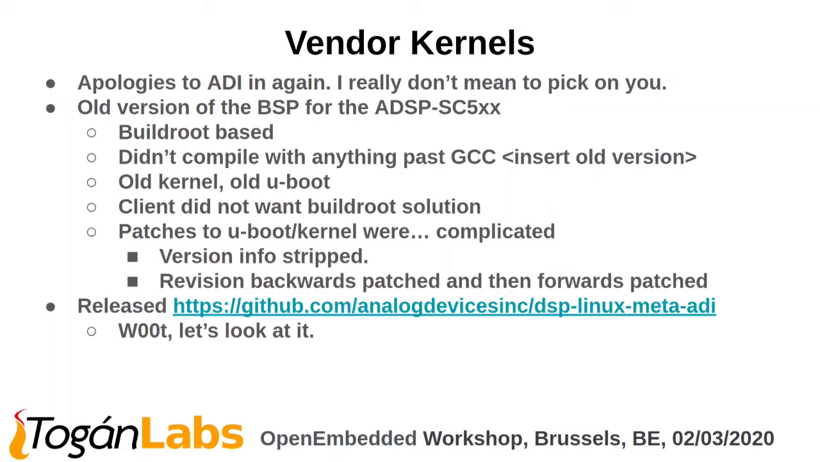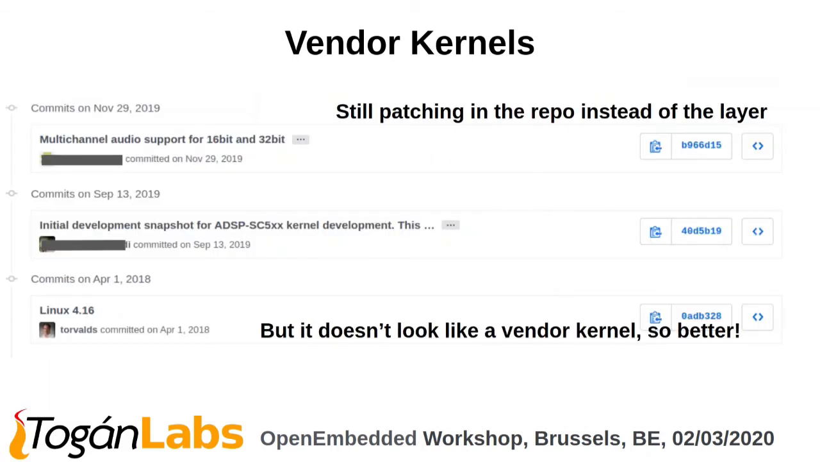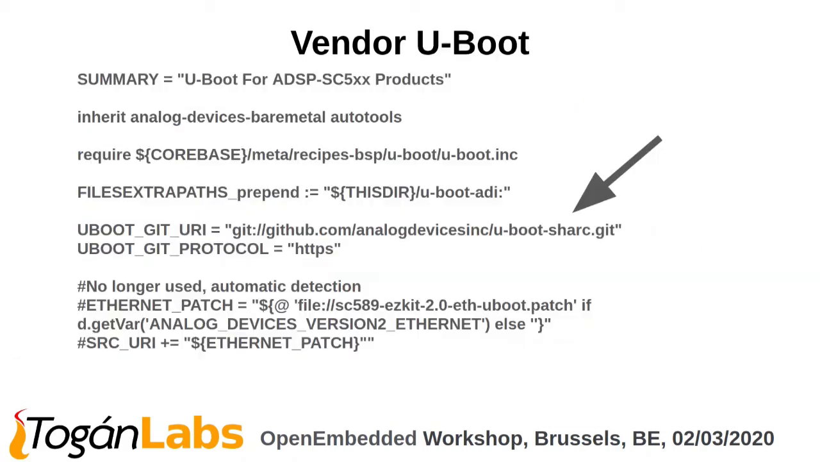And then they fortunately released an OE layer for this board. And I went, yay, I don't have to write the layer for this. Okay, I did blank out names. They're still patching in the repo instead of the layer. Okay, I understand. But it doesn't look like a vendor kernel. It's an actual released kernel that they did get. So let's look at the U-Boot recipe. Okay, what's this U-Boot SHA? Okay, let's take a look at this.